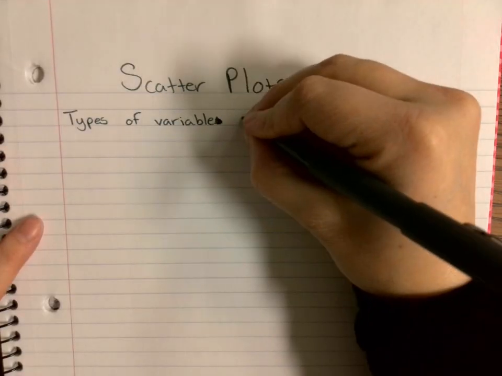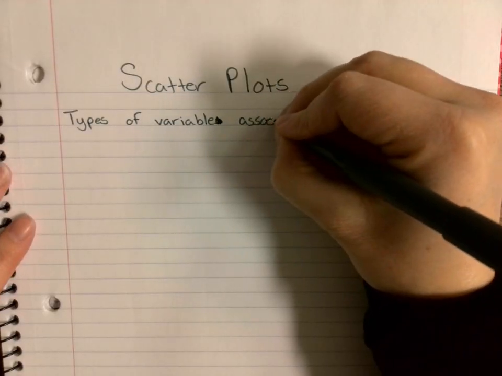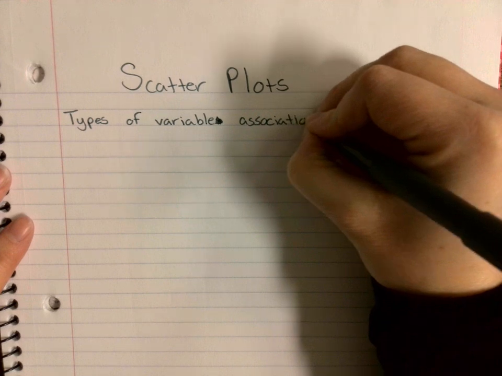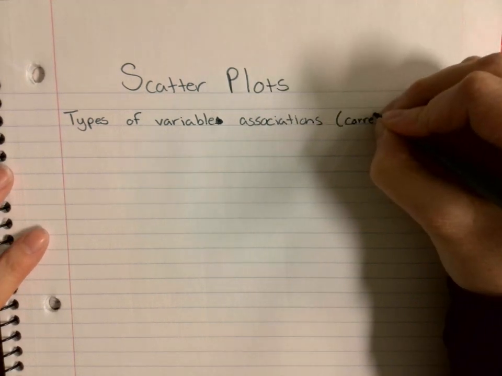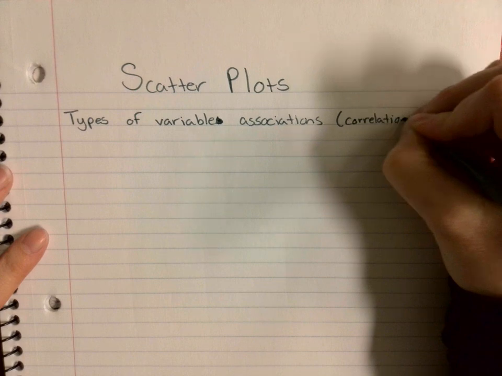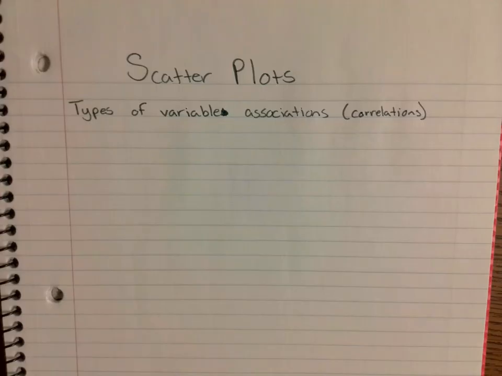All right, so let's talk about the different types of variable associations. Okay, associations, another word for associations would be correlations. So I'm going to put correlations in here. How it affects each other. The cause and effect. So you guys learned about cause and effect in social studies, right? When something happens, it has an effect on another event. So if a president is assassinated, it has an effect on the country. Okay, it might cause a war against another country.